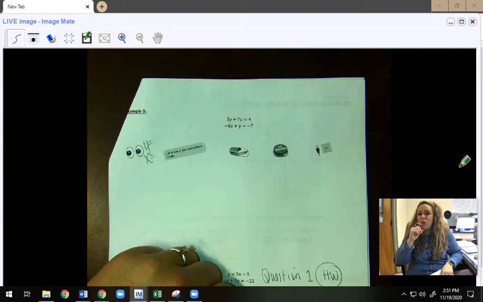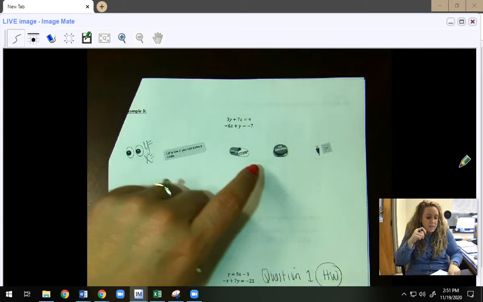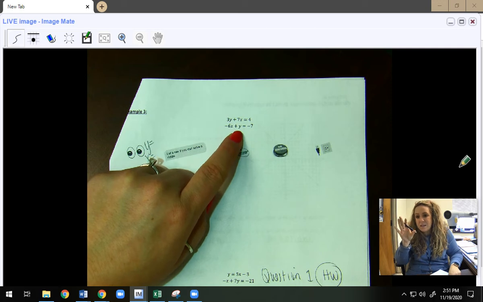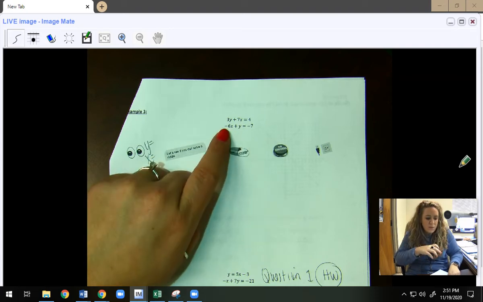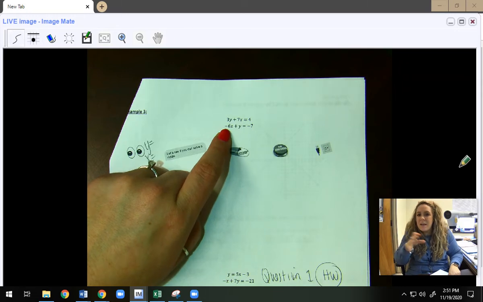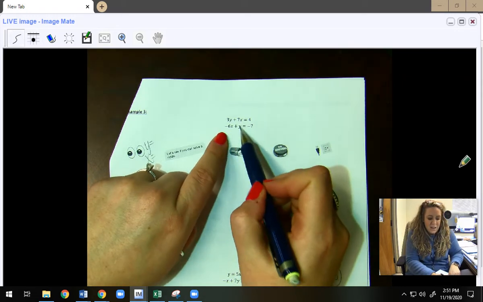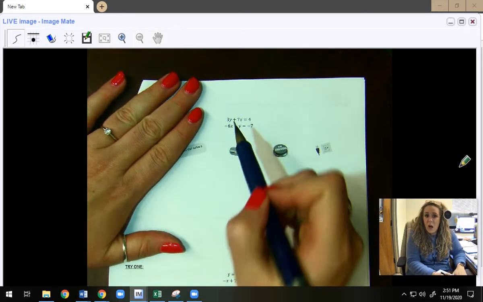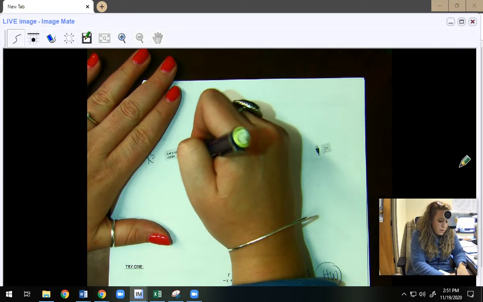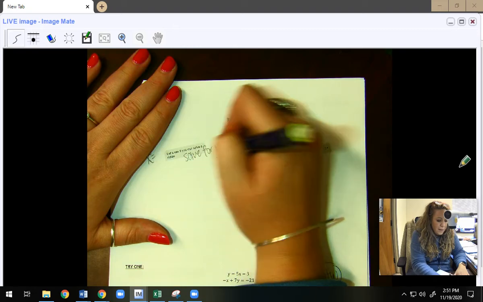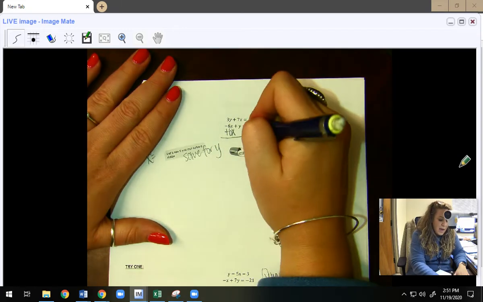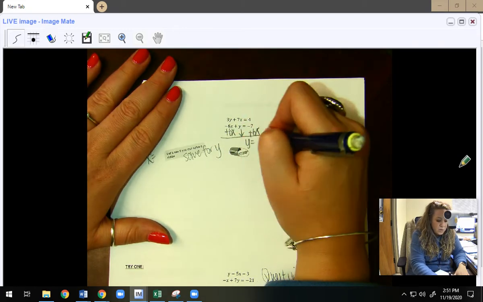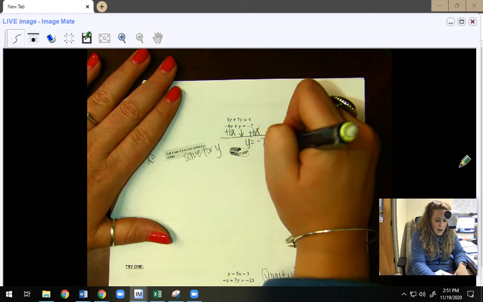Well, you want to know what's really nice about these is this bottom one looks really nice to solve for y because I have a leading coefficient, or the number in front of y, is a 1. So once I get rid of this 6x, I don't have to worry about dividing or anything like that. So I'm going to solve this for y, which means I'm going to add 6x to both sides, and I'm going to bring the y down, so I get y equals negative 7 plus 6x.